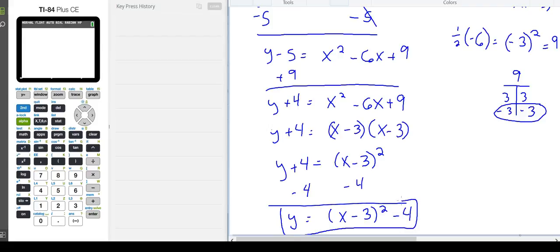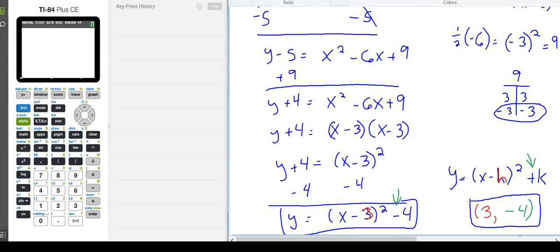Vertex form, you might remember, y is equal to x minus h squared plus k. So in this case, the vertex would be whatever we have for our h value. Our h value in this case would be 3. So our vertex is 3, comma, whatever our k value is. Our k value in this case would be negative 4, because normally we have a plus k. So since here we have a minus, we have to switch the sign. And our vertex would be at 3, comma, negative 4. Let's look at one more example.